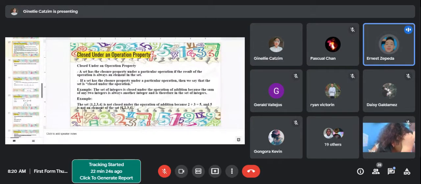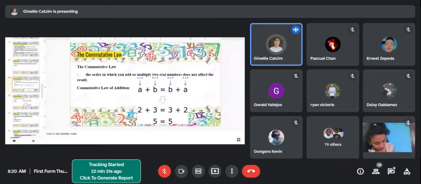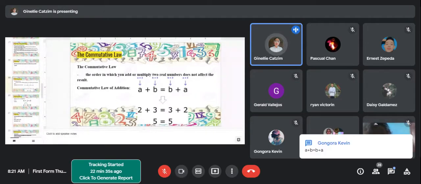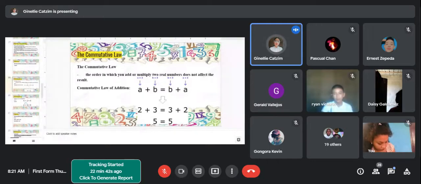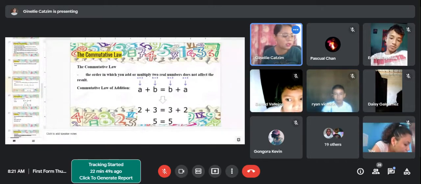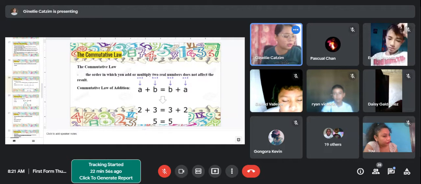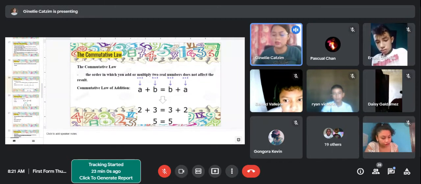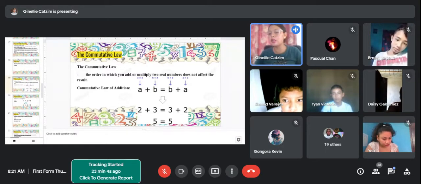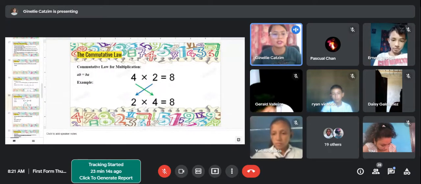Miss, the property that allows two or more factors to be multiplied in any order without changing the product. Okay. The commutative law you shared for multiplication; either for addition or multiplication, the order in which you add or multiply two real numbers does not affect the result. So very good, Ernest. Very good, Kevin, and very good, Yuri. So the commutative law says that it doesn't matter the order in which you add or multiply two numbers, the result will always be the same. If you are not getting the same result, then you are multiplying wrong, or adding wrong.